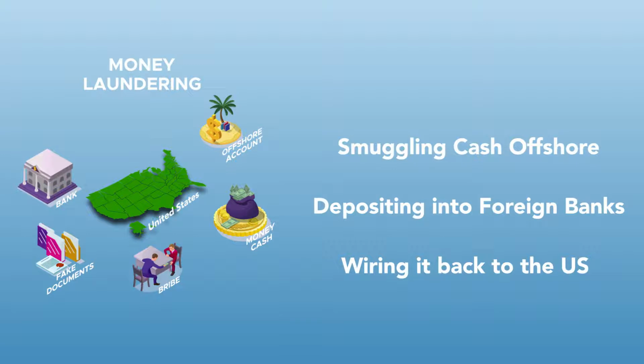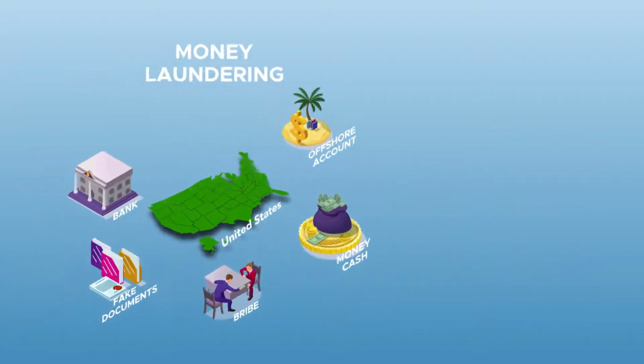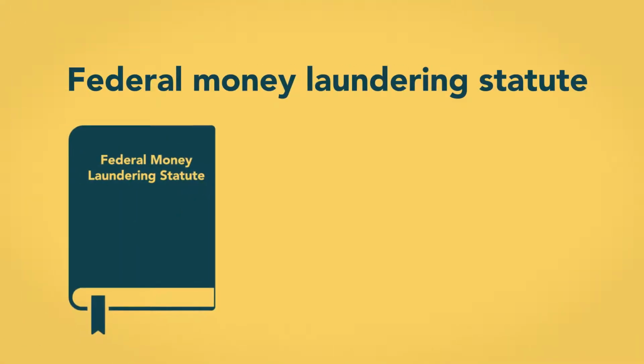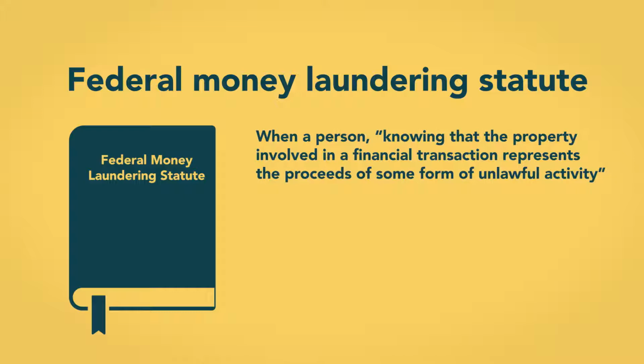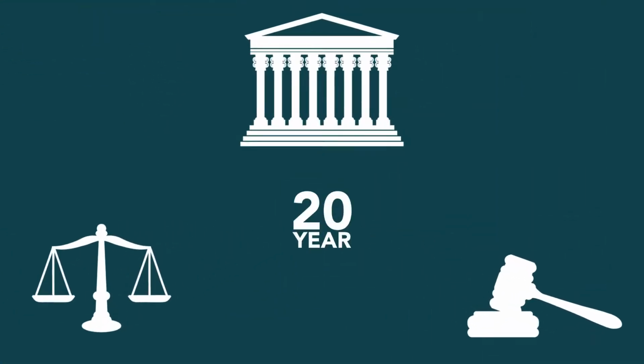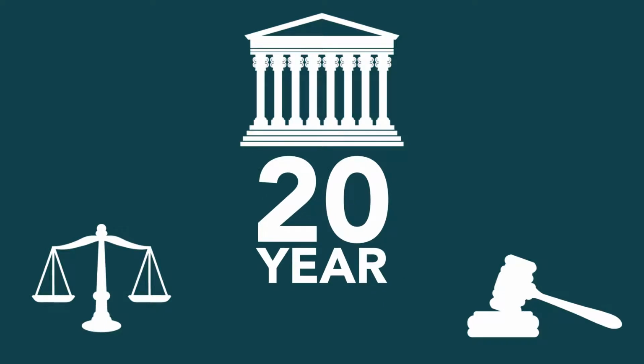Another way is to set up and fund legitimate businesses with dirty money, and then asserting that ill-gotten gains are profits from legitimate businesses. The federal money laundering statute defines the crime as when a person, knowing that the property involved in a financial transaction represents the proceeds of some form of unlawful activity, conducts a transaction to conceal or disguise the nature, the location, the source, the ownership, or the control of the proceeds of specified unlawful activity, or to avoid transaction reporting requirements.